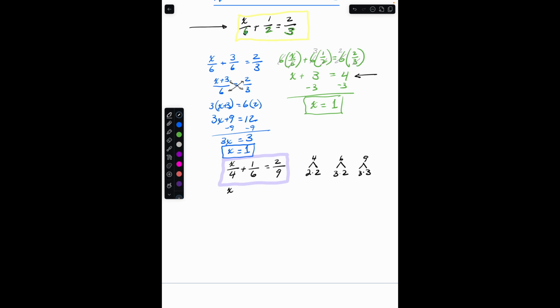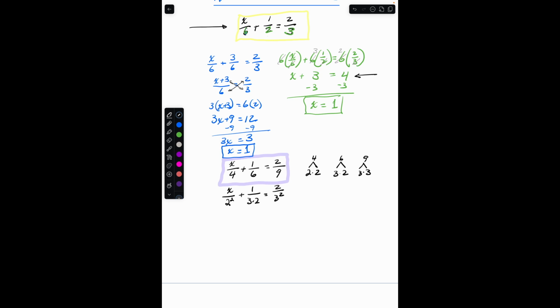Let me write the equation again using those factors. x over 4. 4 is the same thing as 2 squared. 1 over 6. So 6 is 3 times 2. And then 2 over 9. 9 is 3 squared. All right, so this is the same equation. I've just written the denominator in factored form. Now, why do I care about that?